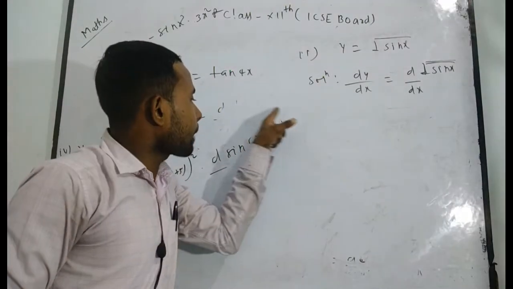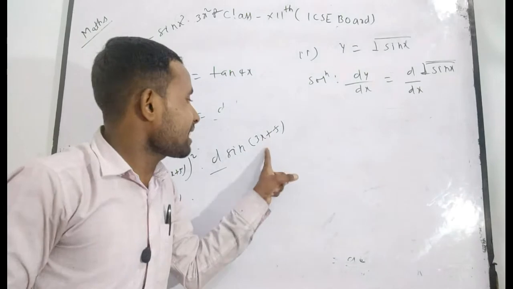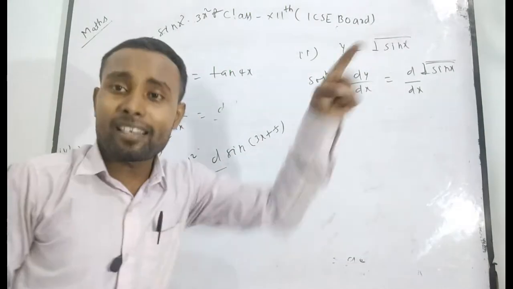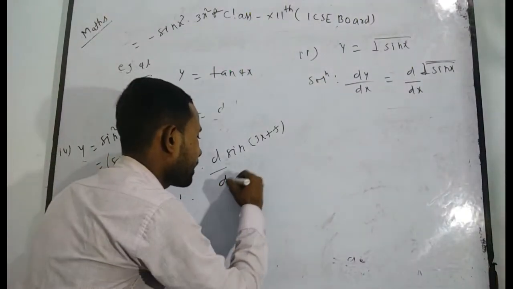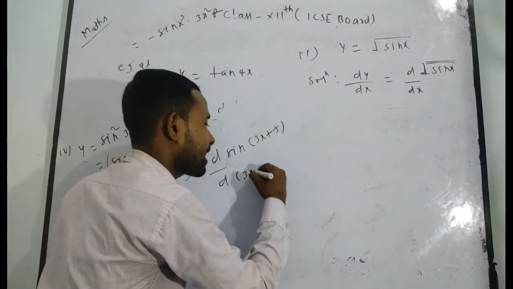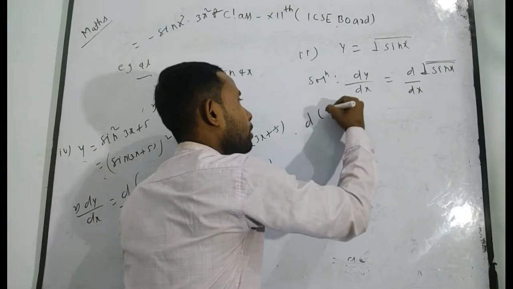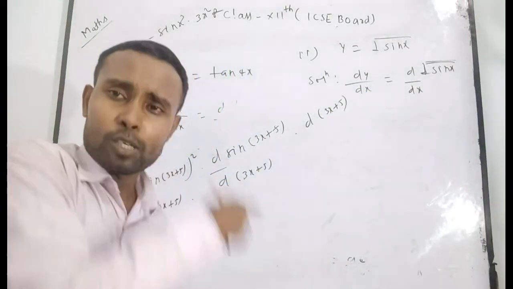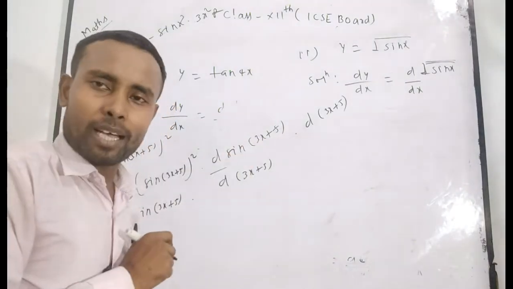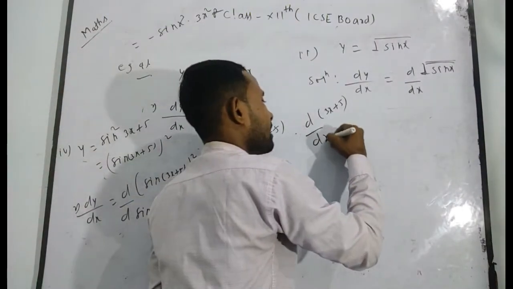Suppose that 3x plus 5 is equal to theta. If this is theta, in that case it will be sin theta, and sin theta is differentiated only in terms of theta. So now we have to take here theta. What is theta? Theta is 3x plus 5. Again you have to take in the numerator the derivative of 3x plus 5. Can you differentiate 3x plus 5 with respect to x? Yes. So now we have to write here.